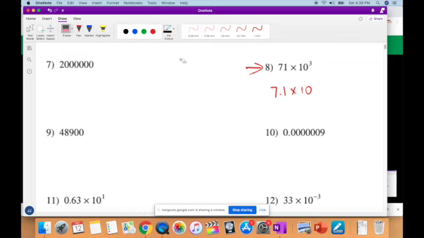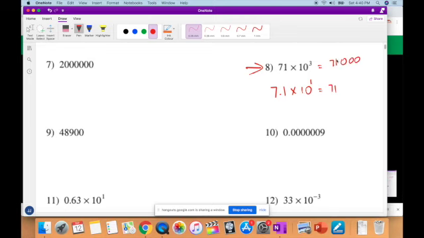10 to the power 1. 10 to the power what? 1. Alright. 7.1 times 10 to the power of 1 is 71. Yeah, that is 71 there, but that does not express this number. What is this number?